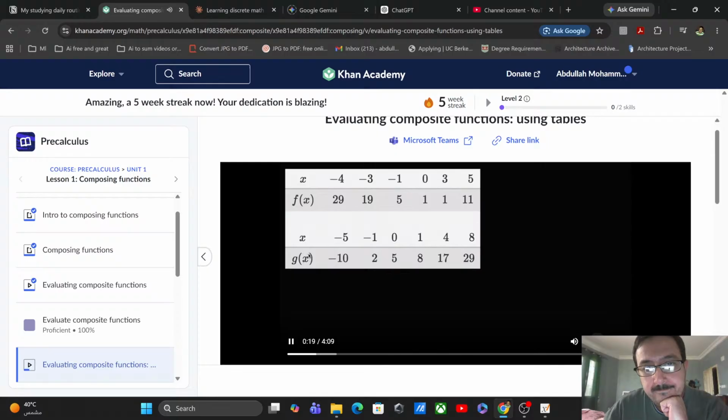And what I want to do is evaluate two composite functions. I want to evaluate f of g of 0, and I want to evaluate g of f of 0. So like always, pause the video and see if you can figure it out. What's first?